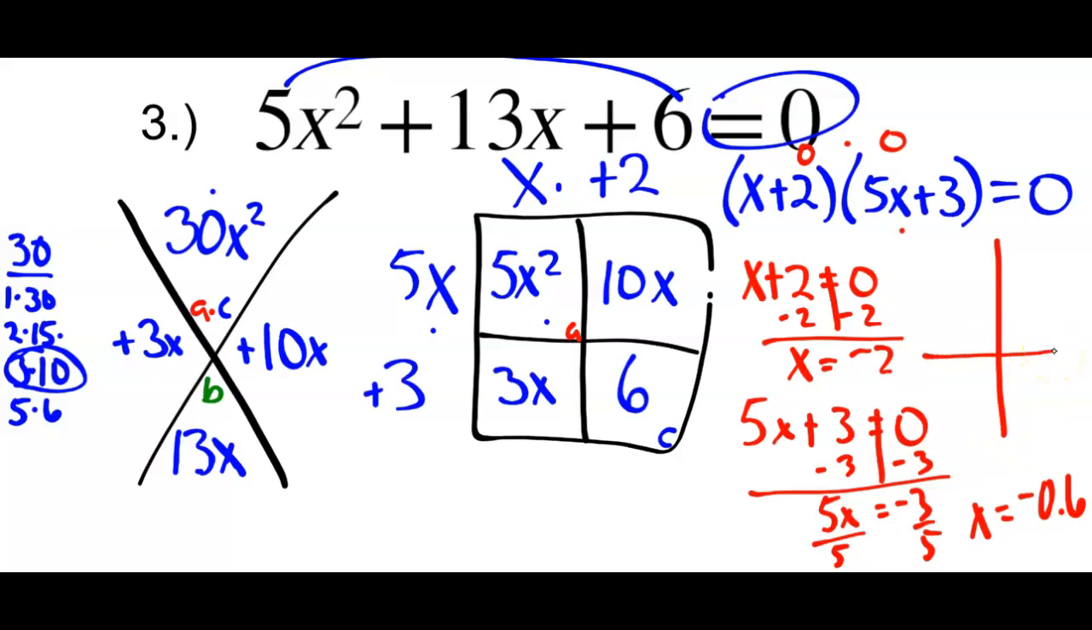I've got negative 2, and I've got negative 0.6. Both on the negative side, and I'm all set.